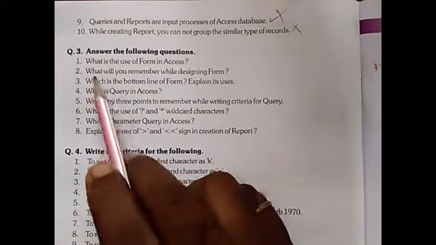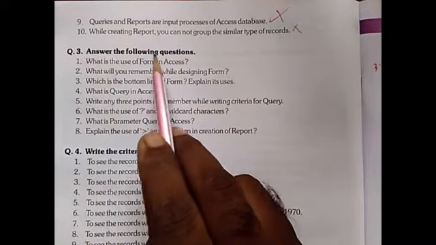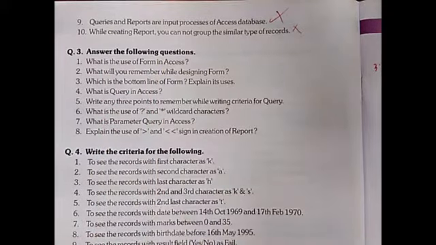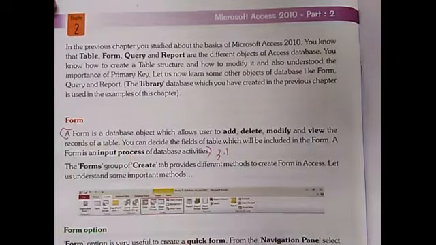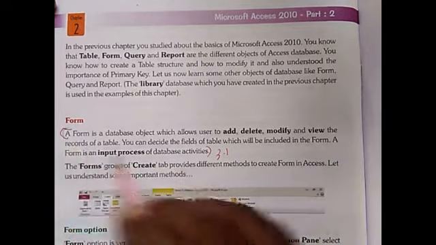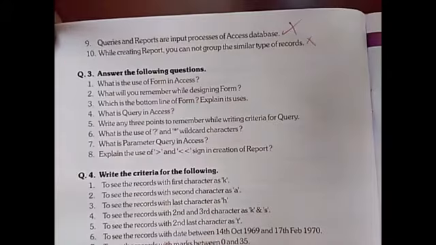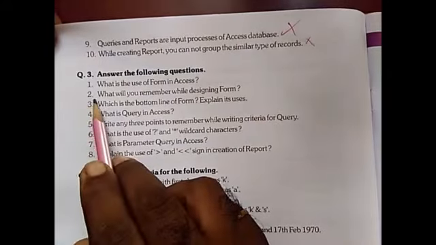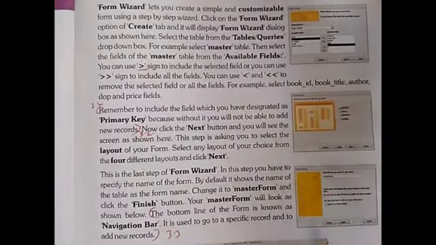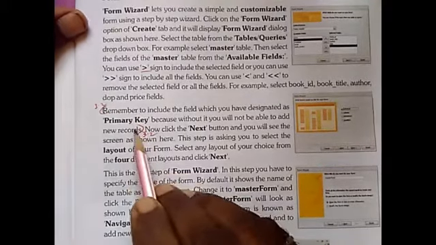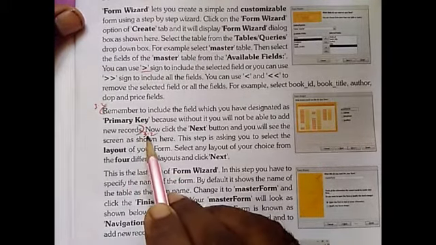Now the question answer. Question 3, answer the following questions. 1, what is the use of form in Access? Answer page number 14 from here to here. 3.1. Question 2, what will you remember while designing form? Answer page number 15, second paragraph from here to third line, new records. 3.2.